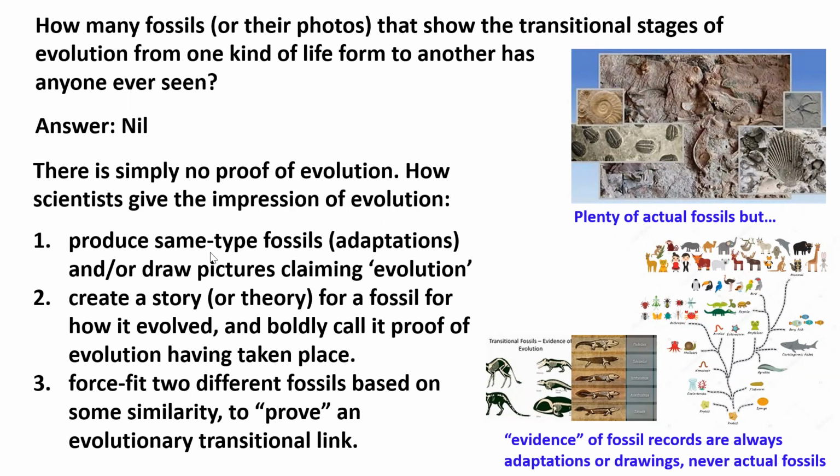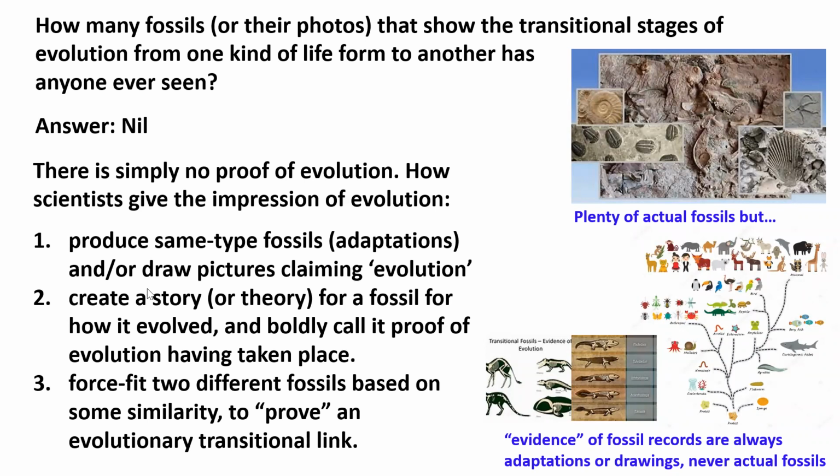Oh, there are three little ways, three little tricks, can I say, to cheat people. First, they produce same-type fossils, adaptations. Remember the finches with different kinds of beaks, and then they say that is evolution. Or they draw pictures, okay, that supposedly the beak starts evolving and becomes the lips of some kind of mammal. Or they show adaptations of the same kind of animal and call that evolution. If it is evolution, it is only micro evolution.